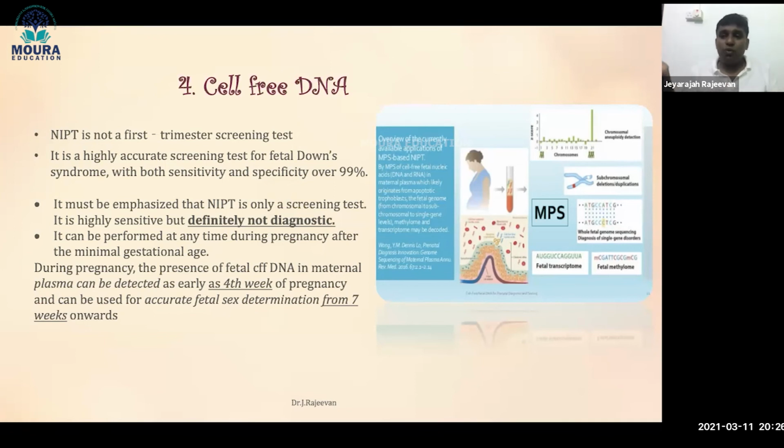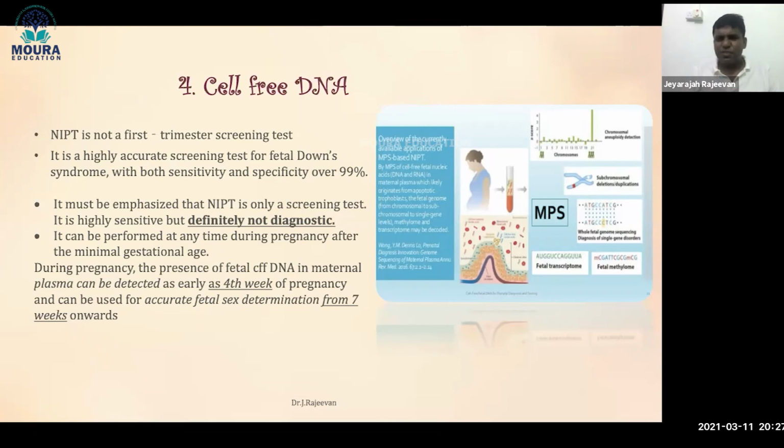So by 6-7 weeks, you can identify what is the sex of the baby by maternal cell-free DNA. By 16 weeks, you can detect the fetal blood group by maternal cell-free DNA. If it is an Rh negative mother, then you can detect the fetal blood group. If the baby is also Rh negative, then you don't need to give the Rogam. Do you understand? So you can detect the fetal blood group by cell-free DNA. Likewise, you can detect Down syndrome as well.